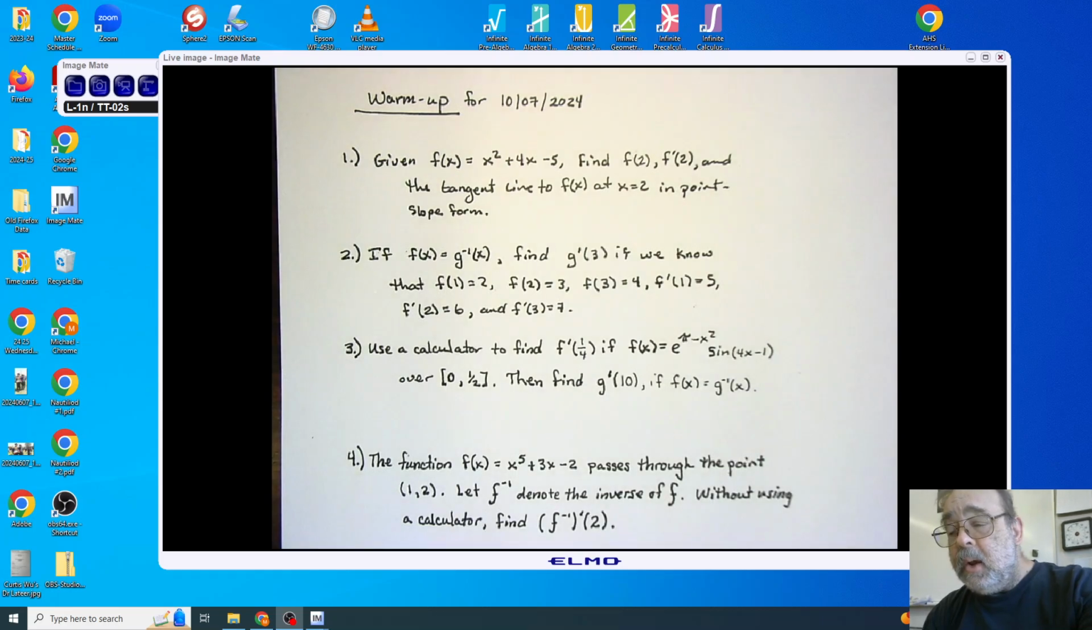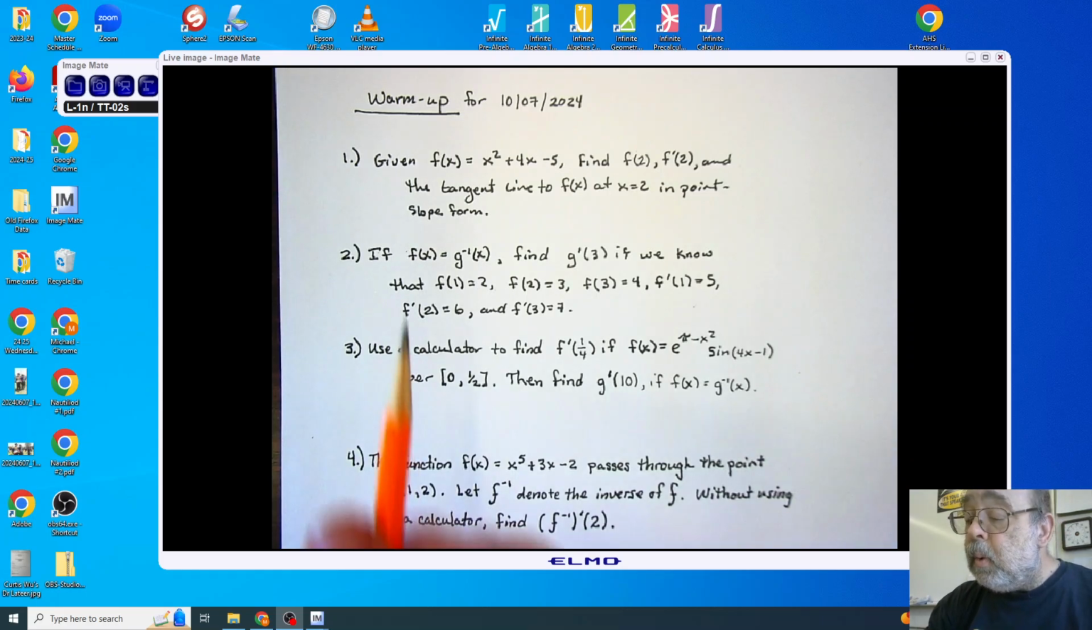Today we're going to be taking a look at a warm-up that is involving equations of tangent lines and finding derivatives of inverses and trying to use our calculators as well as not using our calculators. So we're going to start off by taking a look at number 1.